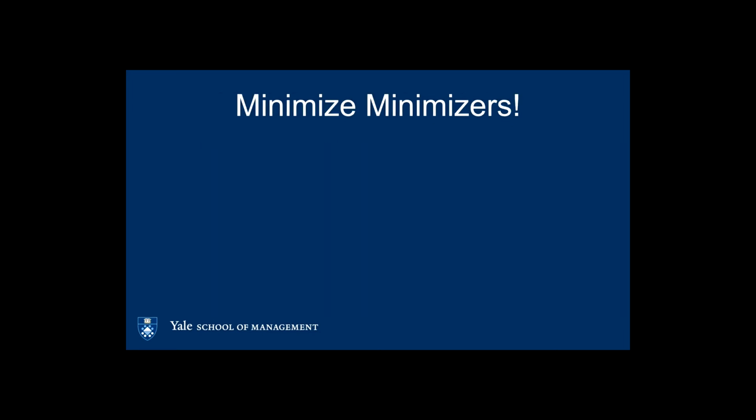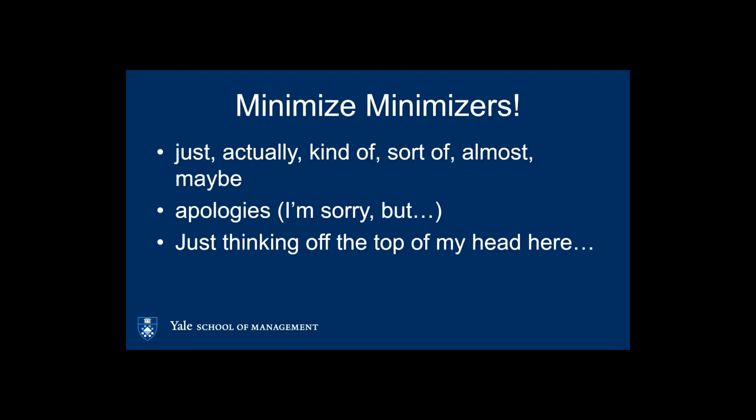So in a way, what you want to do is minimize minimizers. Expressions like just, actually, kinda, sorta, almost, maybe, when they happen all the time, can really put you down. Also, starting everything with apologies. Oh, I'm sorry, but I wasn't very well prepared. I'm sorry if this is not clear. Apologize for what's really your fault. Don't apologize for things that you can't control or things that are not your fault.